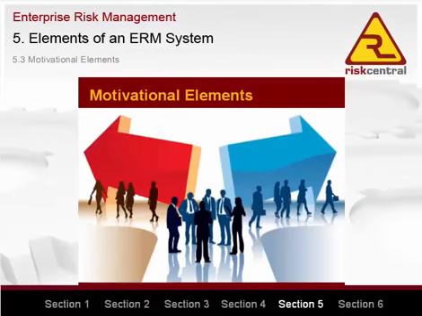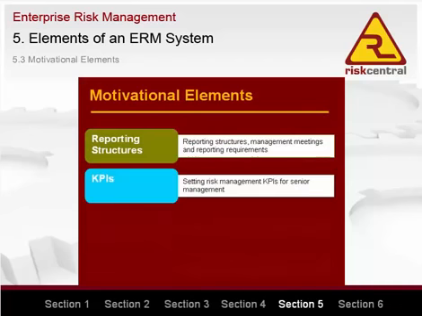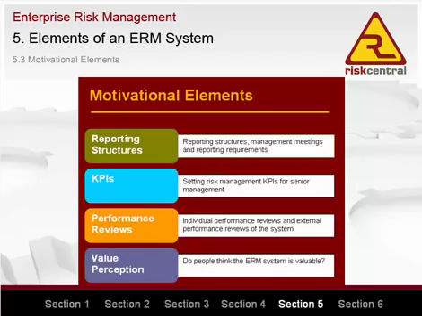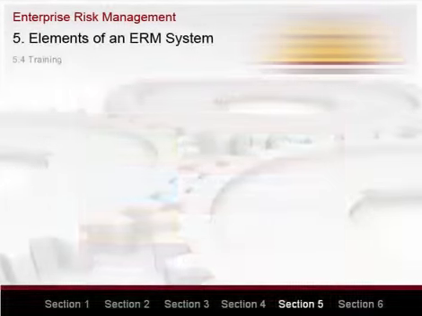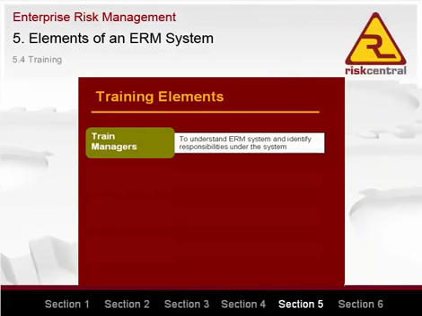The motivational elements help ensure that people follow the rules and guidelines. Reporting structures, management meetings and reporting requirements. KPIs, setting risk management KPIs for senior management. Performance reviews, individual performance reviews and external ERM system performance reviews. Value perception: do people think the ERM system is valuable? Training may be required to ensure managers understand the ERM system and their responsibilities under the system.